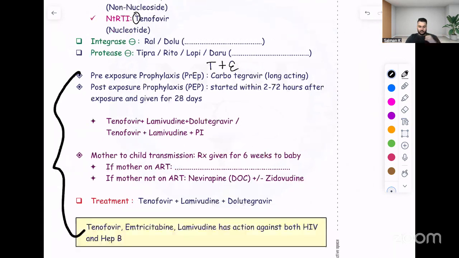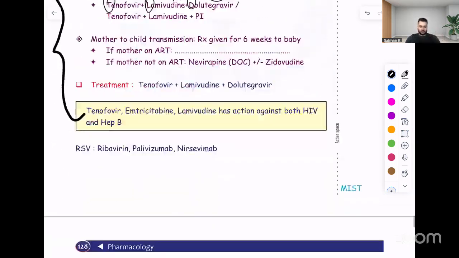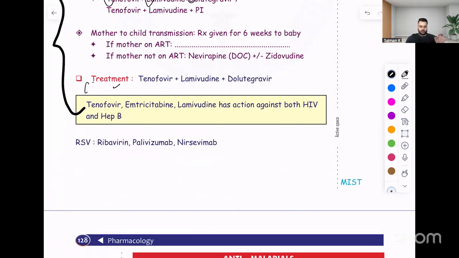Start it at the earliest possible, maximum within 3 days. The earlier you start, the better. And you give this for 28 days. The drugs are HIV limited, the mnemonic which I told you. Same drugs for prevention, same drugs for the treatment. The only difference is that treatment will be lifelong. Is that clear to all of you?